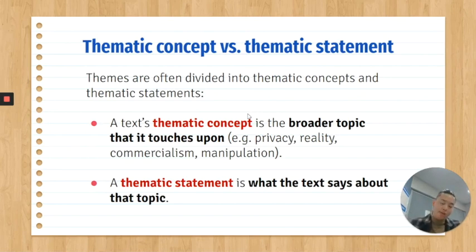Now, on the flip side, a thematic statement is what the text says about that topic. So what does The Truman Show have to say about privacy? What does it have to say about reality? What does Peter Weir, the director of The Truman Show, aim to convey or teach us about this idea of commercialism or manipulation?